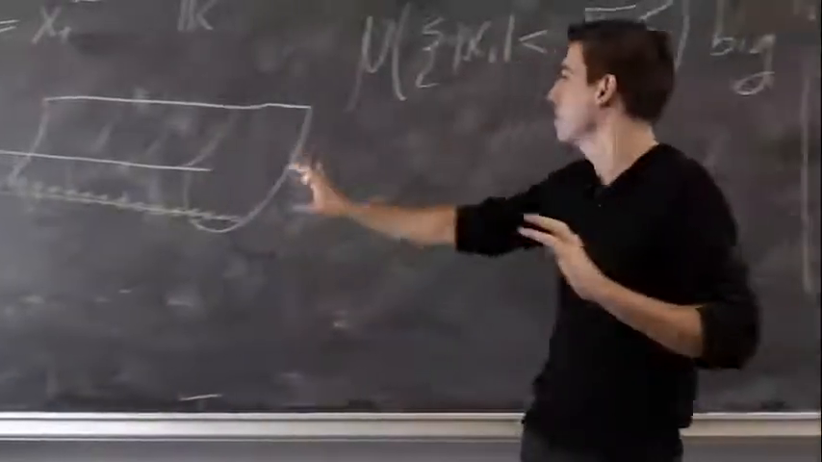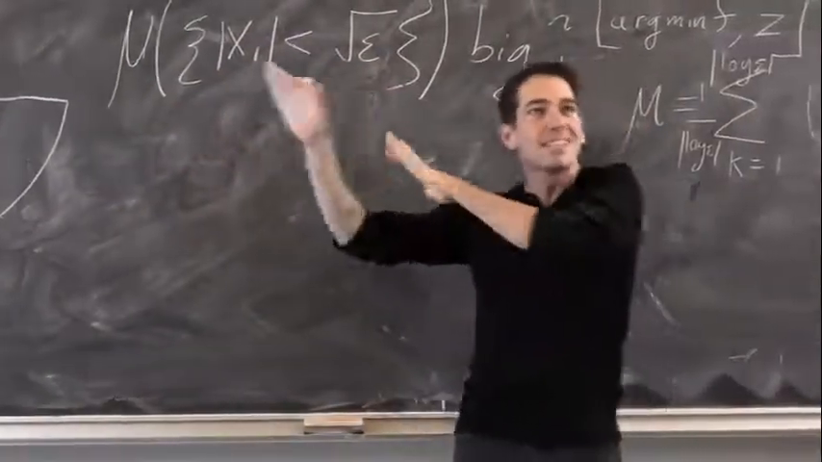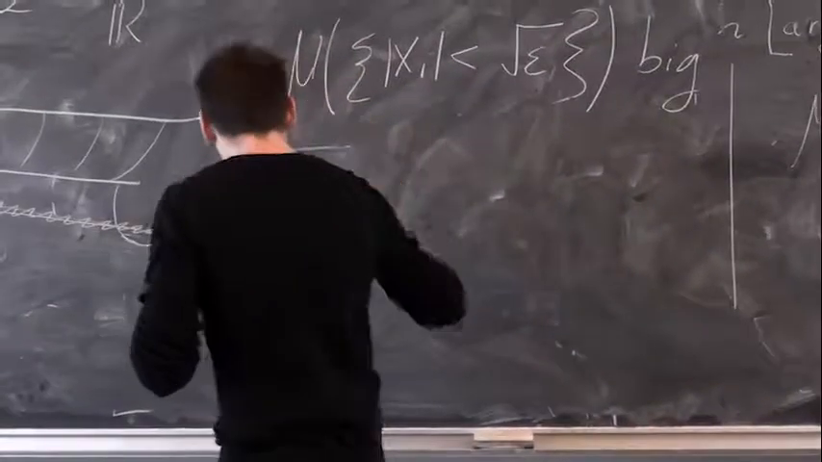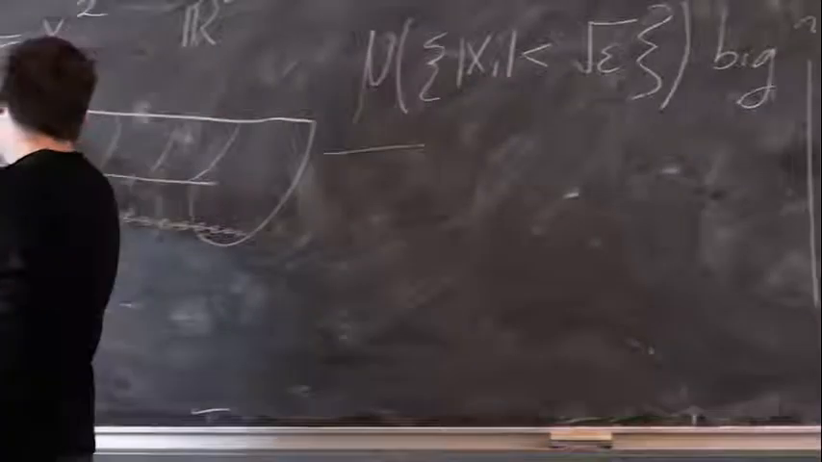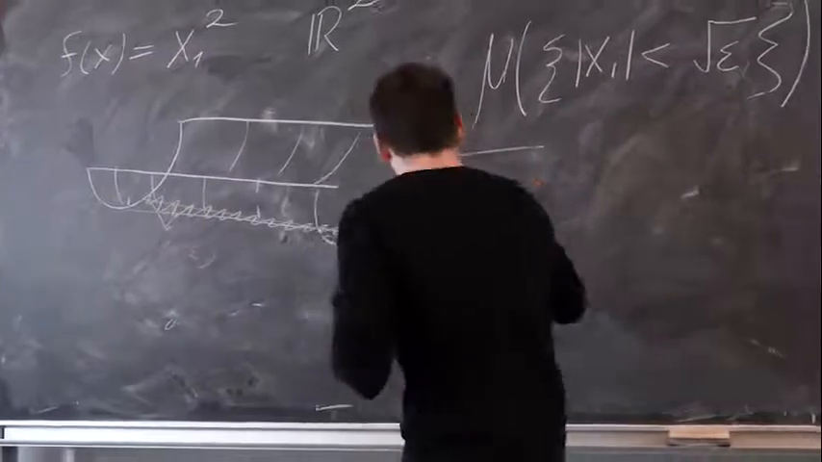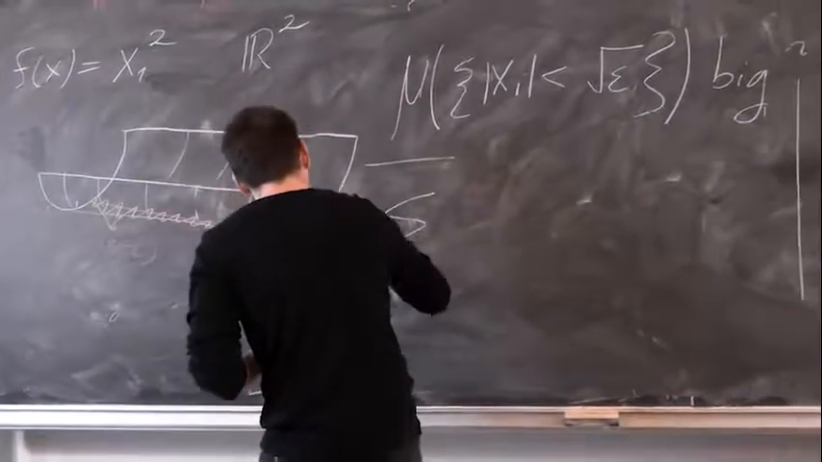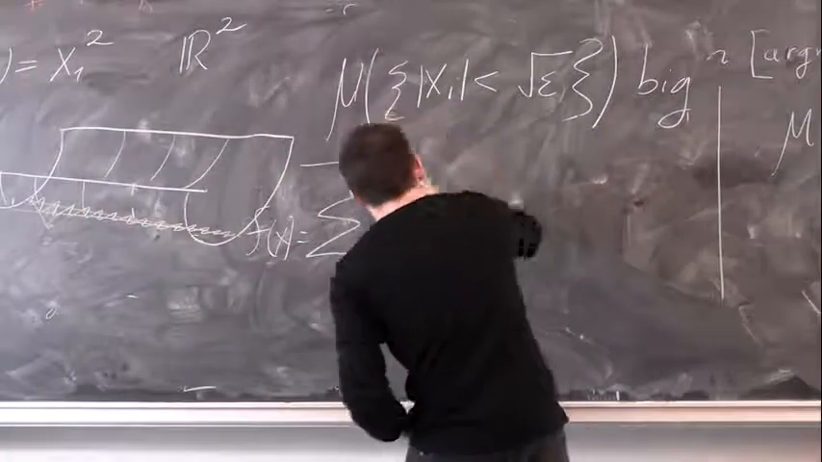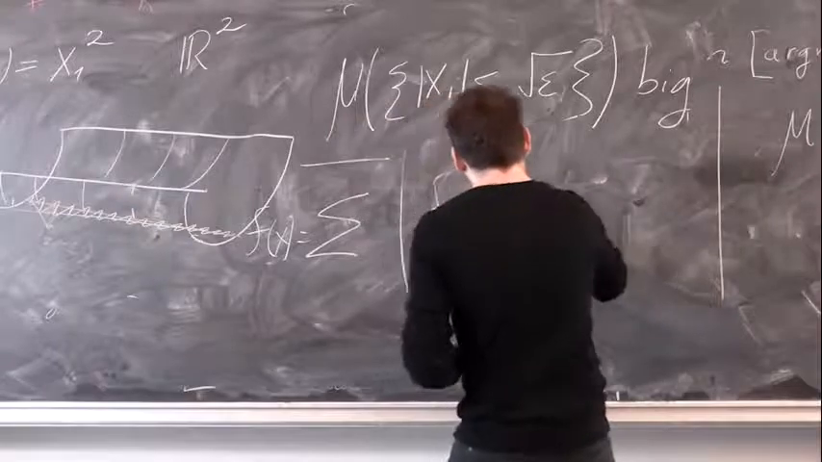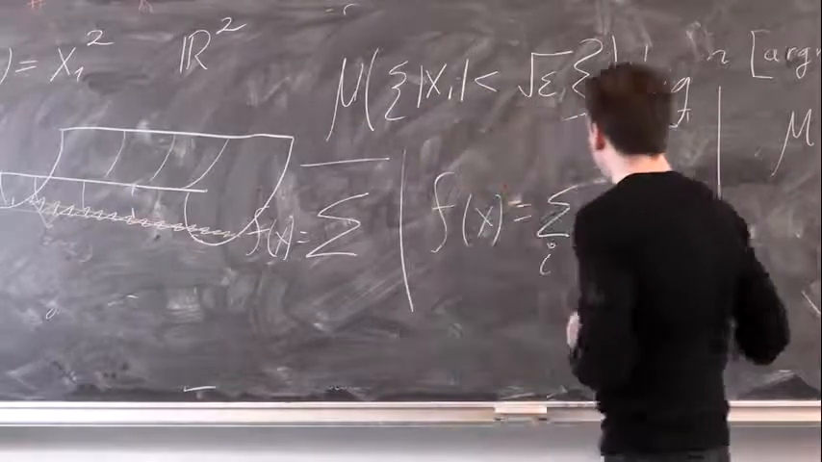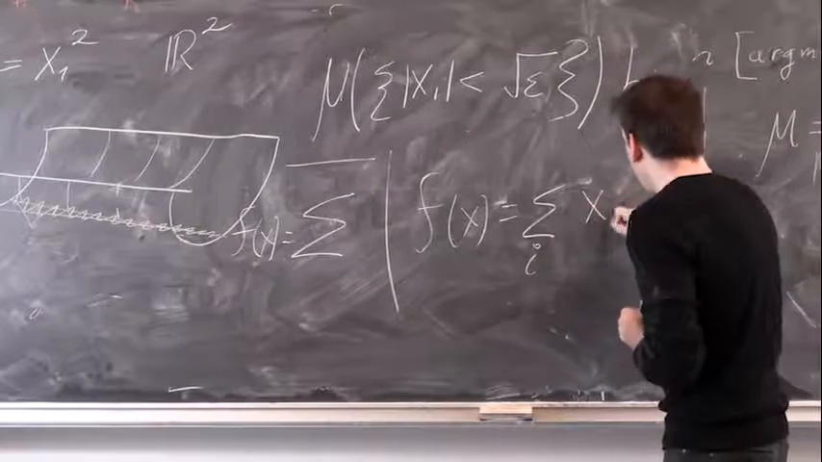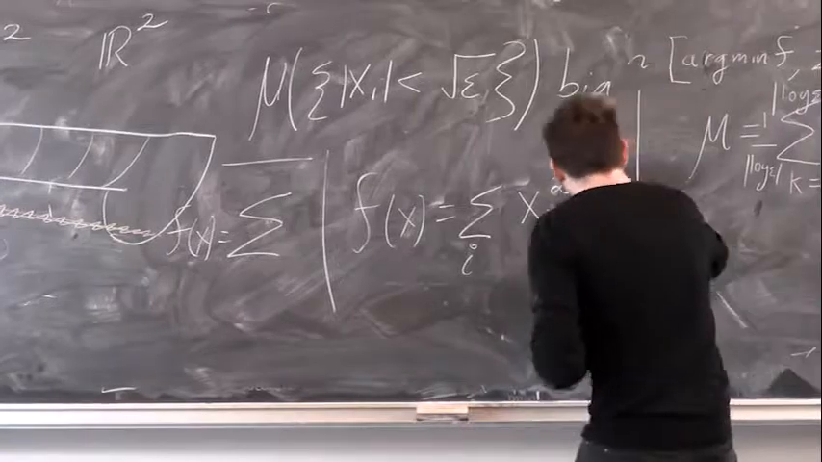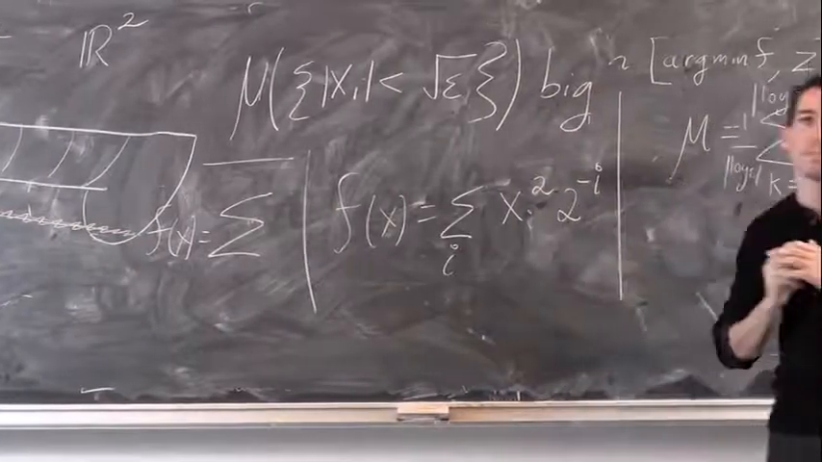Even though the Hessian of f at 0 is not enough, I guess this suggests the spirit of the thing. And of course, I can generalize this example. In higher dimension, I can think of f of x as the sum over coordinates i of x_i squared, normalized by 2 to the minus i, or something like that.